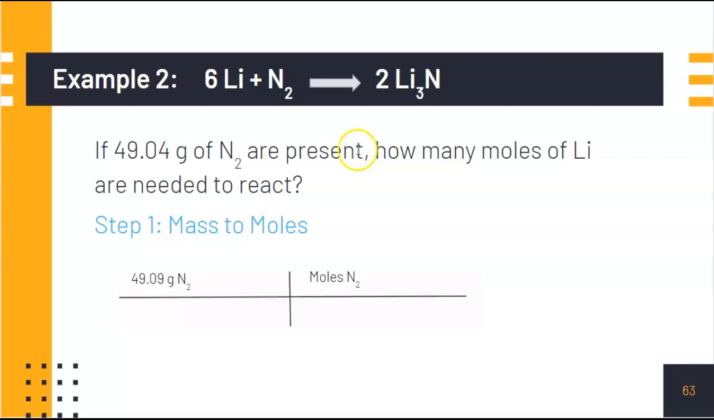So that's going to be my first step. I'm going to figure out how many moles of nitrogen there are if there's 49.04 grams, okay? And so I'm going to be putting grams down here, and what number is going to go down there? The molar mass.